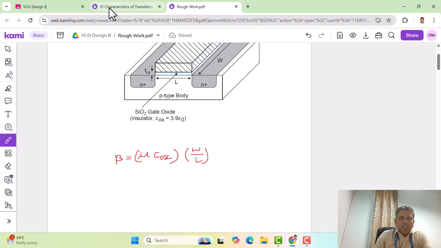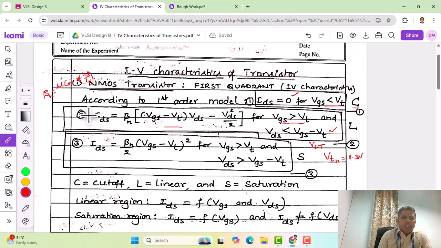So straight away we take a beta value. Therefore IDS equals beta n, where the subscript n indicates it's for the NMOS transistor. That is multiplied with a bracket of VGS minus VT times VDS minus VDS square divided by 2. So this is the drain to source current that is flowing in the linear region, for the conditions that we already set. The next current is going to be the saturation current.